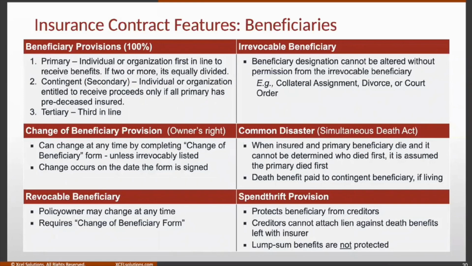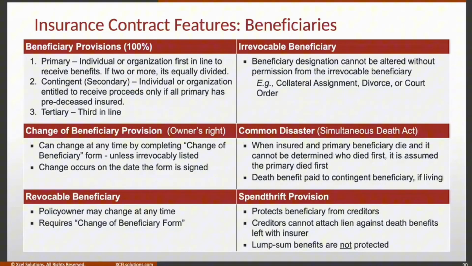Contingent secondary beneficiaries are second in line to receive if there are no primary beneficiaries yet still alive when the insured dies. So secondary contingent beneficiaries can be individuals or organizations entitled to receive proceeds only if all primary beneficiaries have predeceased the insured.